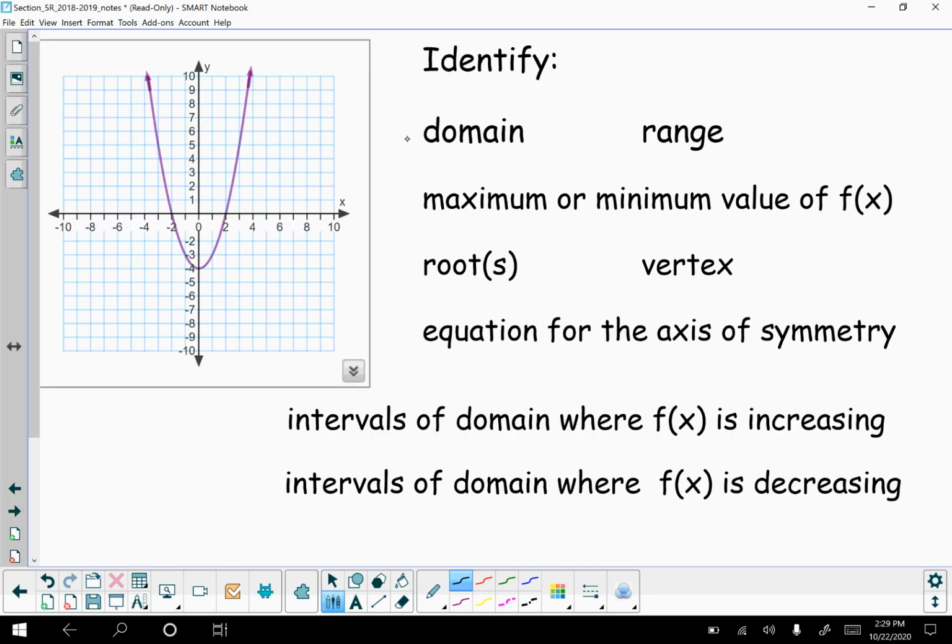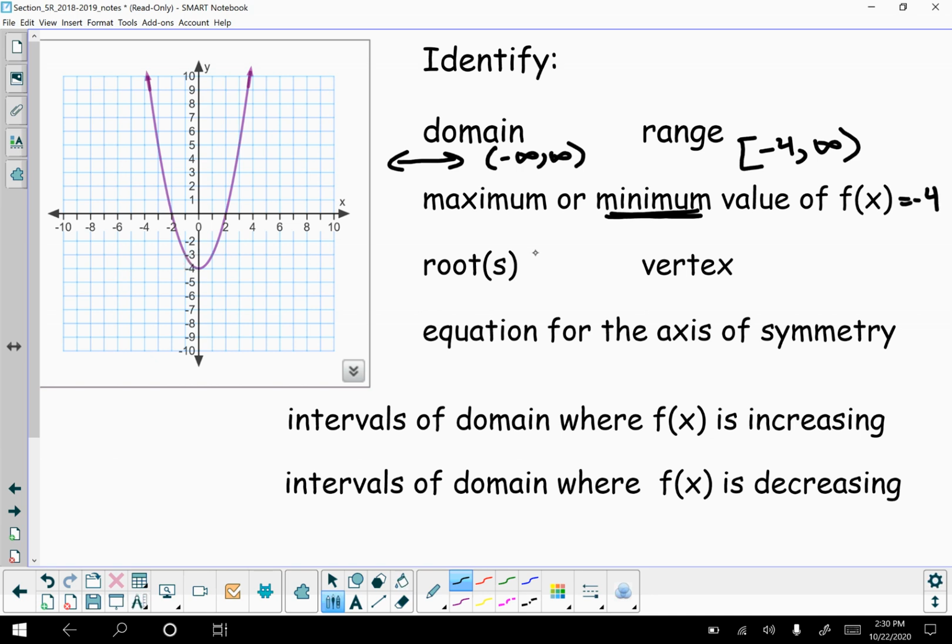All right, so if we identify the domain, this graph is going to go forever to the right and to the left. So my domain in interval notation is going to go from negative to positive infinity. My range is going to go from hard bracket -4 to infinity. Do we have a minimum or maximum value here? This happens because the parabola opens up. We have a minimum value. So my minimum value of this is going to be equal to -4. It's the y component of the vertex.